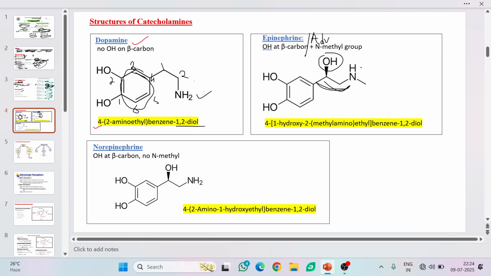ethyl chain. And again, here you can see in case of dopamine, NH2 here, NH, and here one group is attached. Always remember, here it is a methyl group. I will tell you one trick. It is basic, you all must know this.